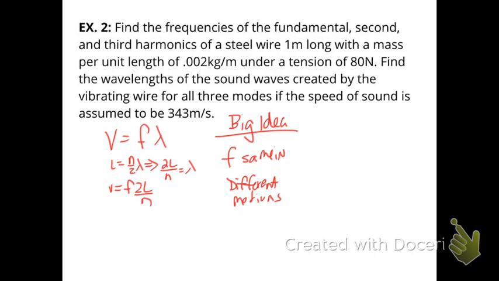I don't have my velocity yet, do I? Do I have the information to get my velocity? Yes, because I have the tension, and here's my clue: it says mass per unit length. So velocity itself is going to be equal to the square root of the force of tension divided by mass per unit length. So it's the square root of 80 divided by 0.002, and that is 200 meters per second.